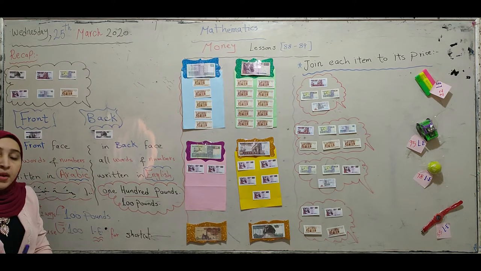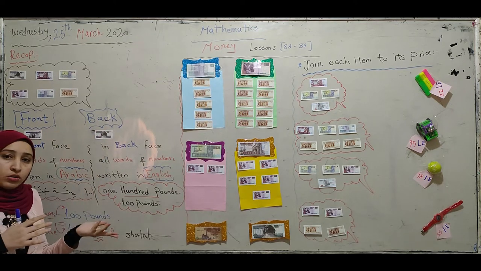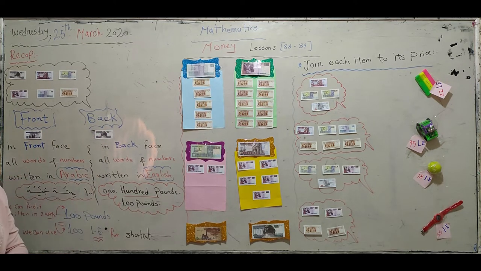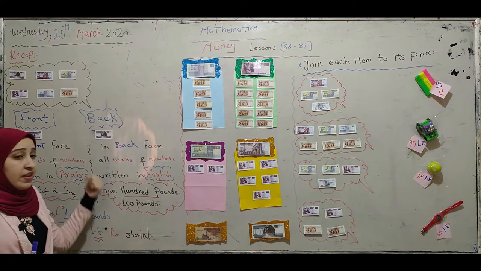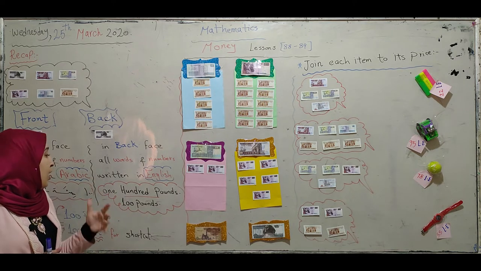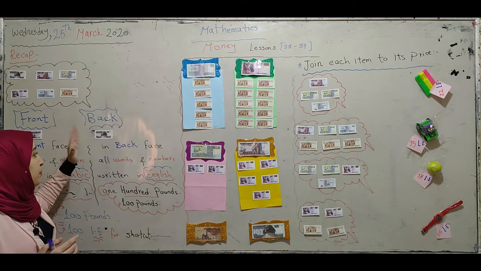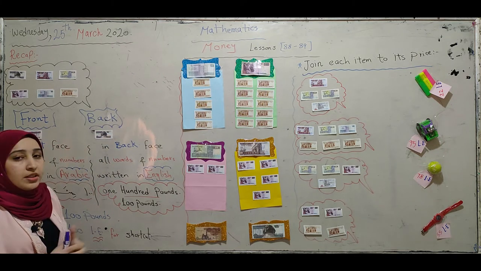Each banknote of them has 2 faces. What are they? Front and back. What is the difference between them? On the front face, all words and numbers written on the banknotes are in Arabic, like this, as we see. On the back face, we have all words and all numbers written in English, like this. 100 pounds, as we see, all numbers and words written in English.